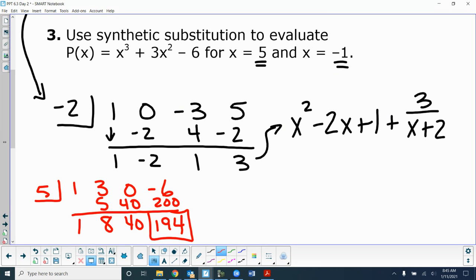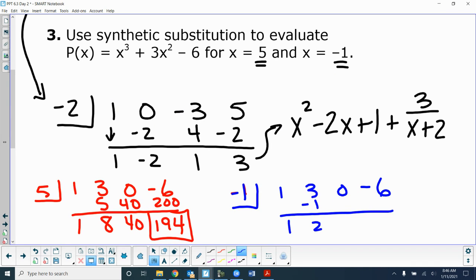For this one, we do the same thing. -1, let's change that color. All right, and then we put the same thing. 1, 3, 0, -6. Drop the 1, and do the same thing. -1 times 1, -1 times 2, -1 times -2. So -4 is the answer. Okay? So that's all we were doing, right?